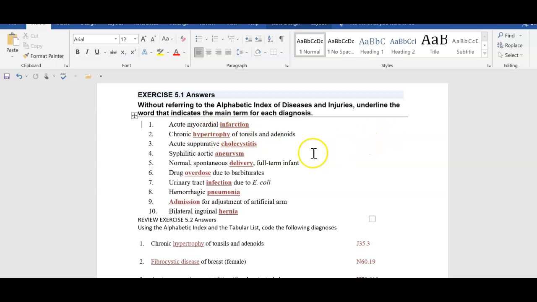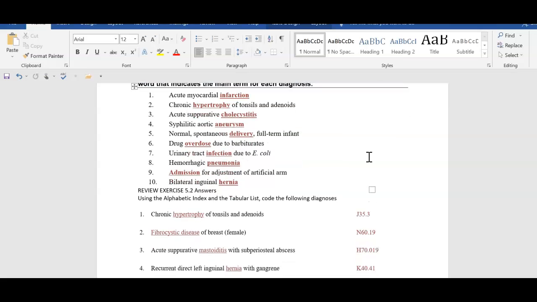We have hypertrophy, cholecystitis here for the next one. The next one here, number 4, is aneurysm. Again, we're looking at what's wrong with the patient for the main term. The next one here is going to be delivery, and then we go to overdose, infection. That's going to take us to E. coli, and then pneumonia, and then the last one's going to be hernia.